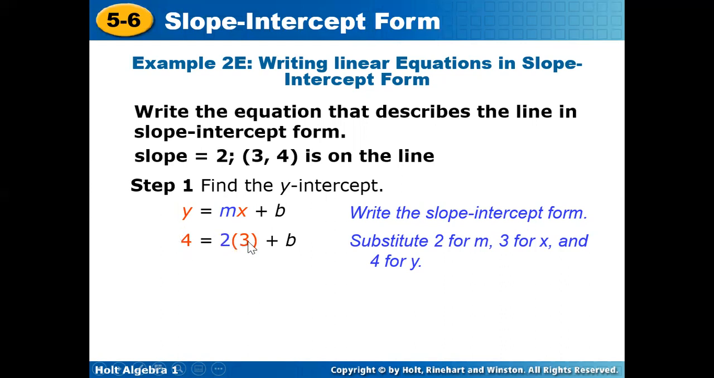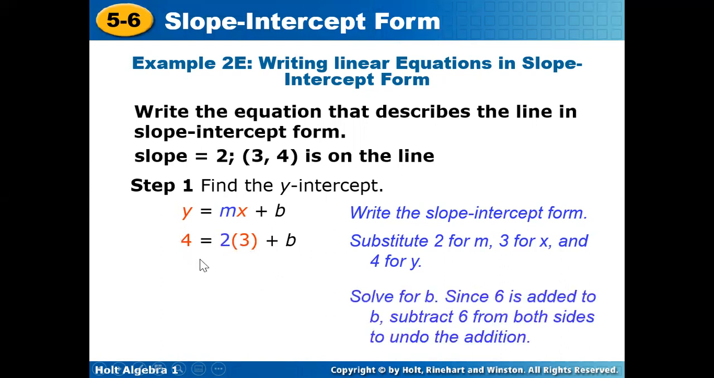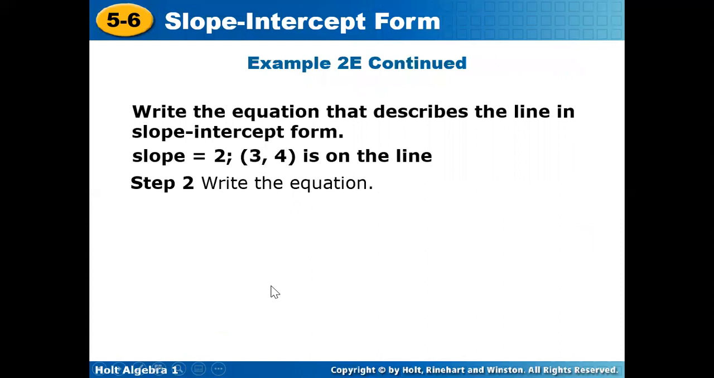4 equals 2 times 3 plus b. 4 equals 6 plus b. Subtract 6 from both sides. You get b is equal to -2. So -2 is your y-intercept because b is the variable that represents the y-intercept. And so you know the y-intercept is b.